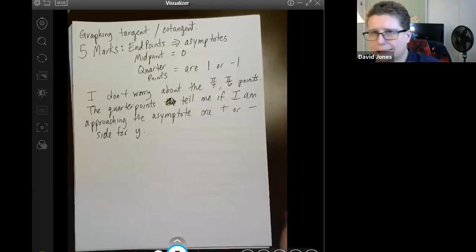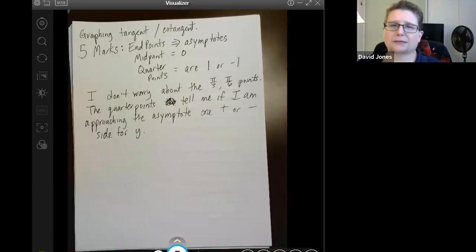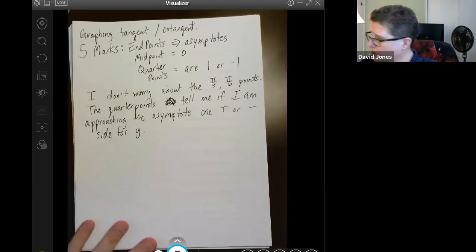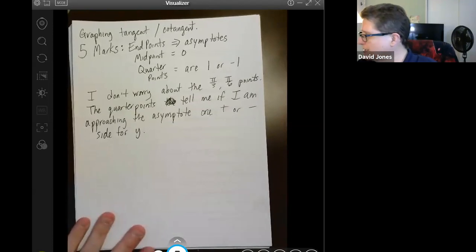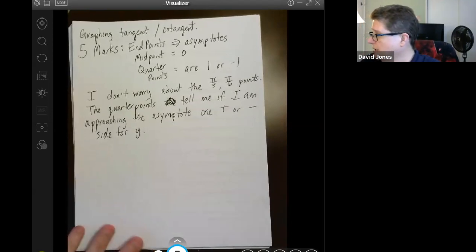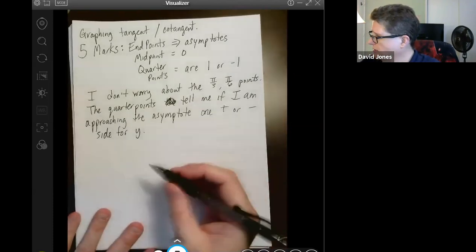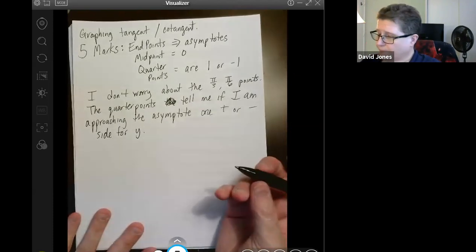All right. Now, if I really needed something official, like fine detail, I obviously wouldn't do it by hand. I'd do this in a computer program. So let's take a look at what happens when we do tangent.